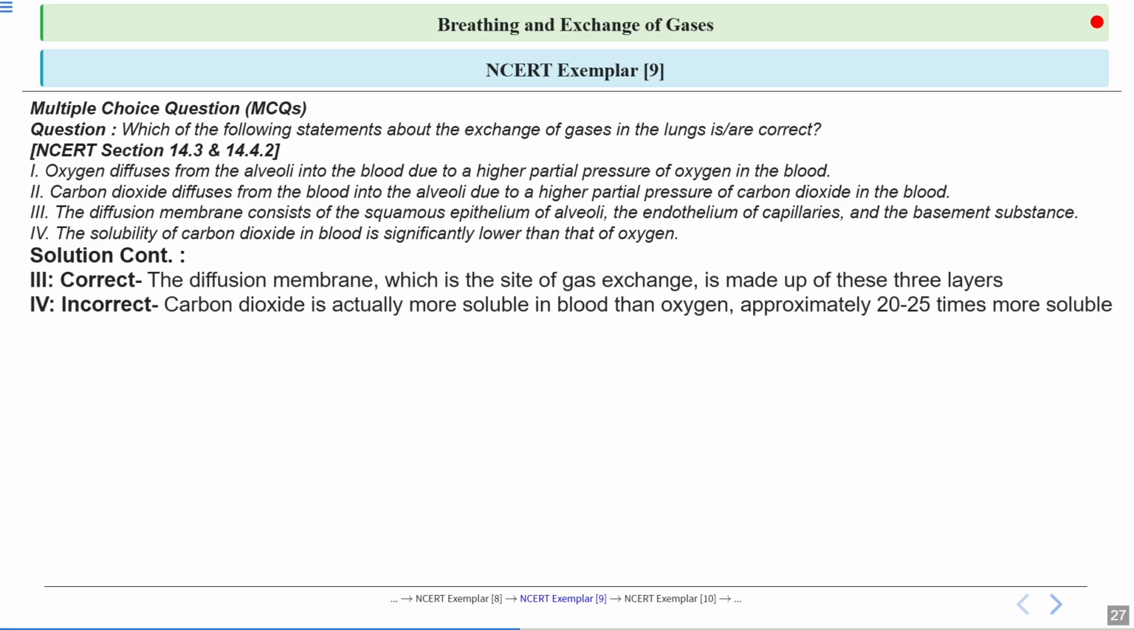Next one, the diffusion membrane, which is the site of gas exchange, is made up of three layers. We are having three layers, right? Endothelium cells of the capillaries, and then there is a squamous epithelium layer of the alveoli, and in between these two, there is a basement substance. So three layers are there. So this is the correct one. Incorrect, fourth one: carbon dioxide is actually more soluble in blood than oxygen, approximately 20 to 25 times more soluble. The number is incorrect, but yes, it is more soluble, right?